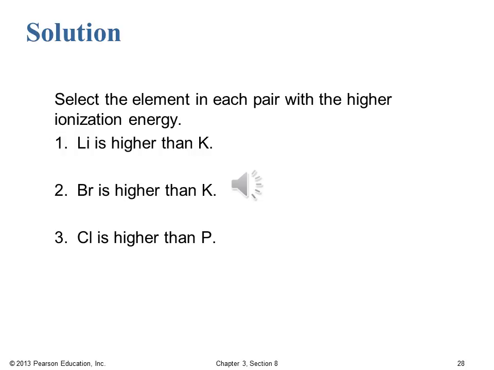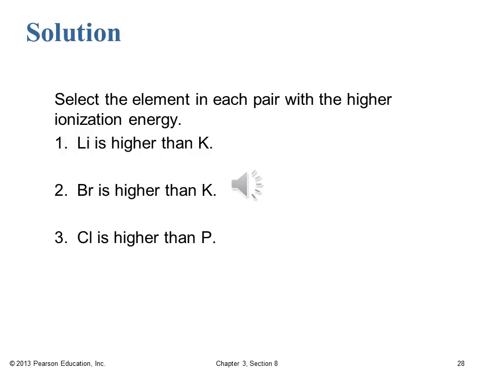For number 2, bromine is going to have a higher ionization energy than potassium because bromine is further to the right, and we know that as we move from left to right, those elements within a period are going to have a decrease in radius and an increase in ionization energy because the electrons, the valence electrons specifically, are being more tightly held by the nucleus.